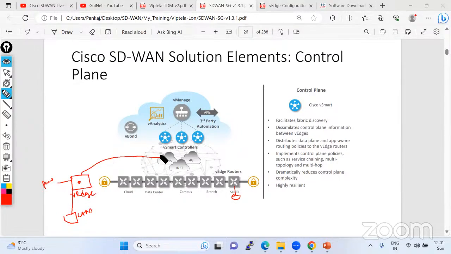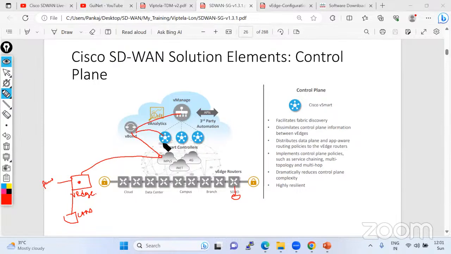So the first thing, they will reach the vBond, and the vBond will authenticate it via the transport. Once it is authenticated, the vBond will pass the information to the vManage and vSmart.